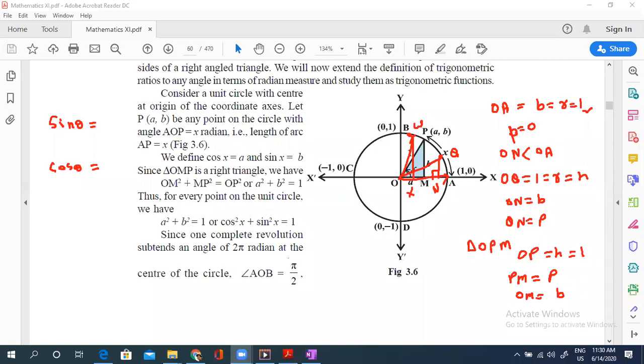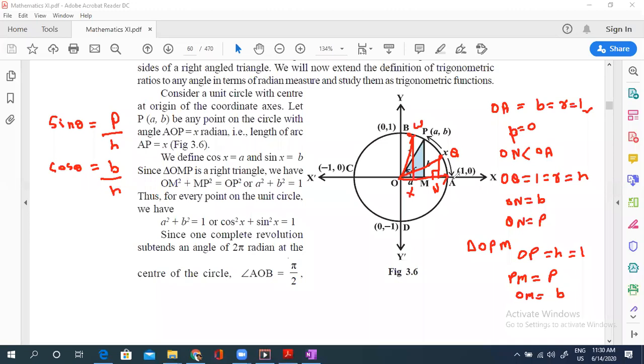My question is, what will happen to sine theta and cos theta when the angle increases? The answer lies in the definition. Sine theta is equal to perpendicular by hypotenuse, and cos theta is base by hypotenuse. So you can see that as the angle increases, the length of the perpendicular is increasing, right?